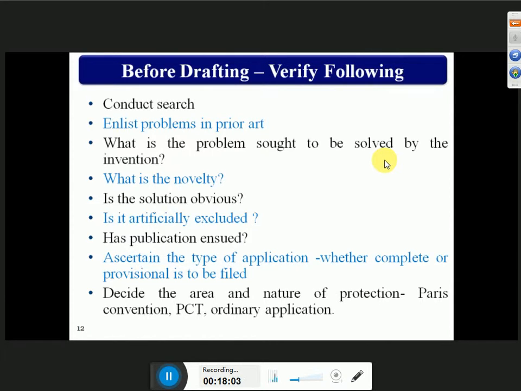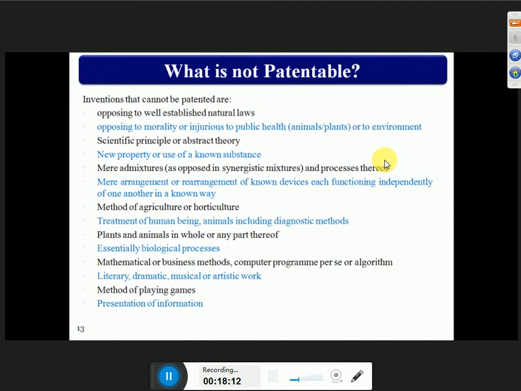So you must see these questions, or you must verify these, basically all these sorts of issues. There is a list of what you can patent or what you cannot patent. That means what is patentable and what is not. So the Indian Patent Office gives a list of what you can patent and what you cannot.